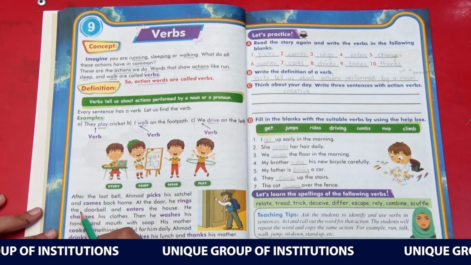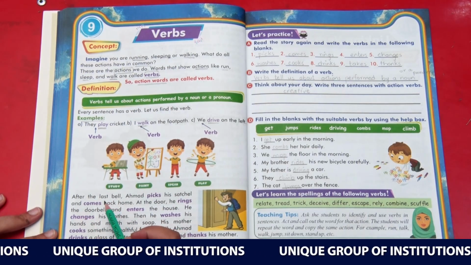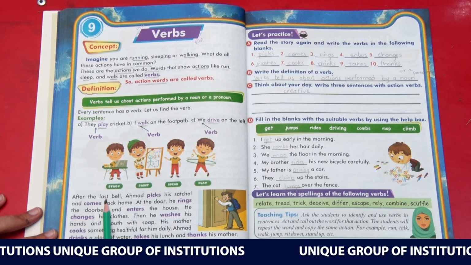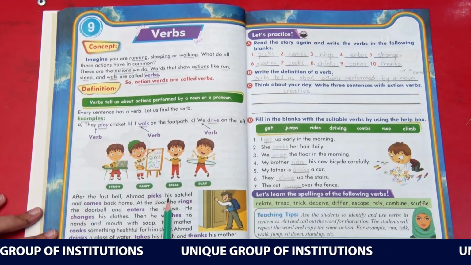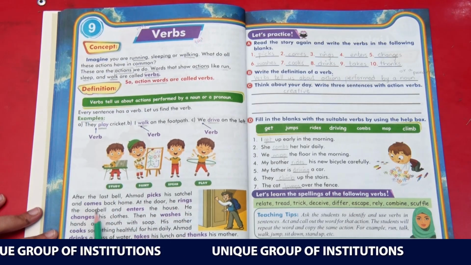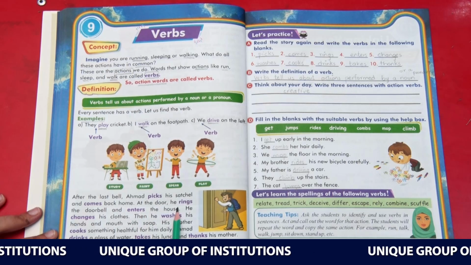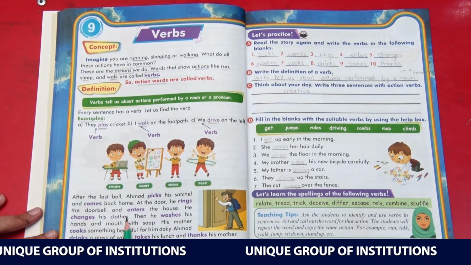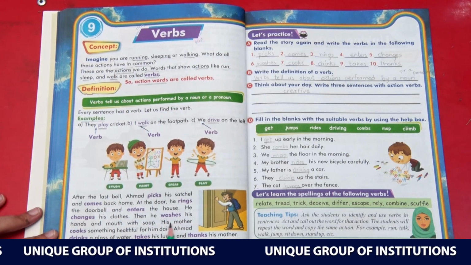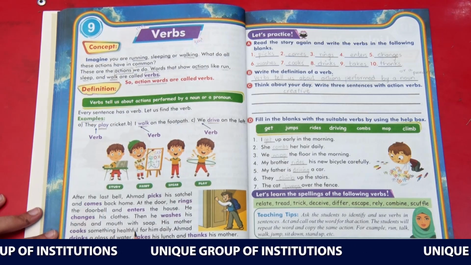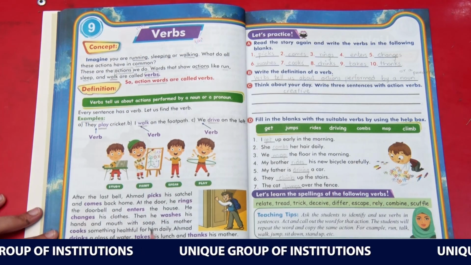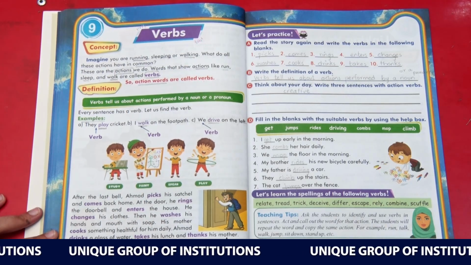Now we have a passage in which we can just see the verbs and put them in the exercise. So let's just read the passage. After the last bell, Ahmed picks his cycle and comes back home. At the door, he rings the doorbell and enters the house. He changes his clothes, then he washes his hand and mouth with soap. His mother cooks something healthful for him daily. Ahmed drinks a glass of water, takes his lunch and thanks his mom.